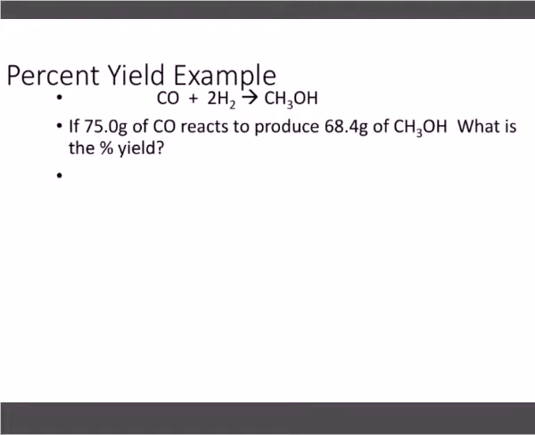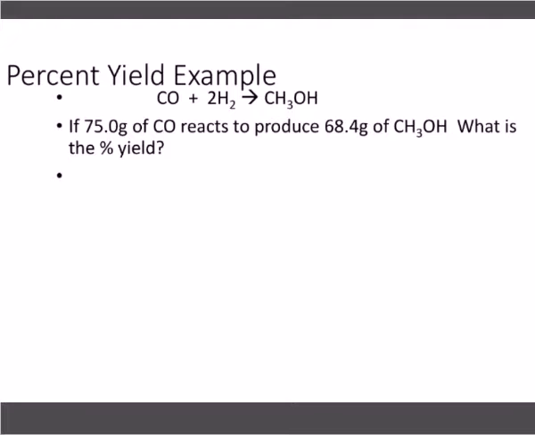Here's our example. If 75 grams of, what's CO? What's the name of that? Carbon monoxide. If 75 grams of carbon monoxide reacts to produce 68.4 grams of methanol, what is the percent yield? Okay?